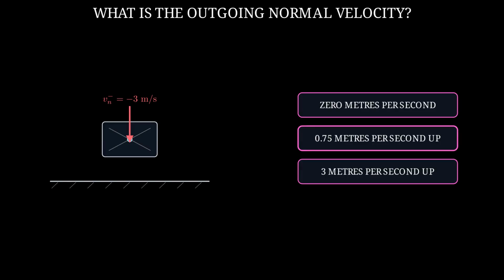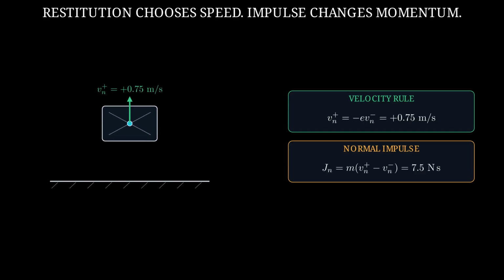1/4 sounds like a small bounce, so I predict that the crate leaves at 3/4 of a meter per second upward. That prediction is correct. The outgoing normal velocity is positive 0.75 meters per second. Changing a 2 kilogram crate from -3 to positive 0.75 requires an upward impulse of 7.5 Newton seconds. This impulse is a finite momentum change concentrated into a short collision interval.